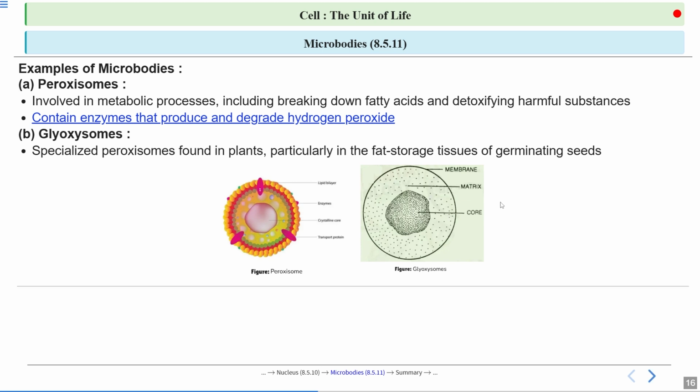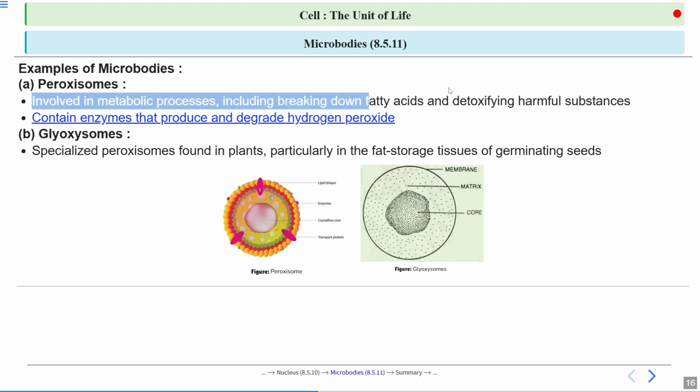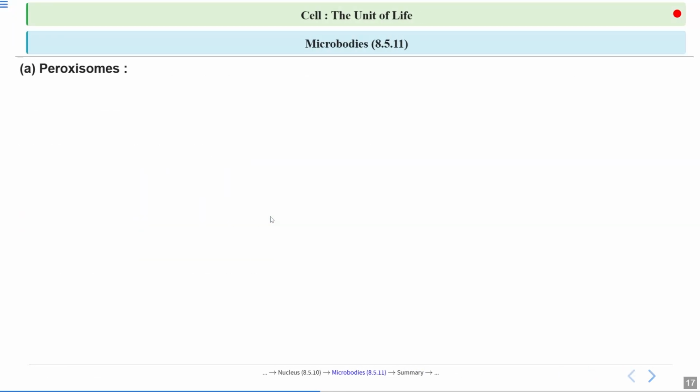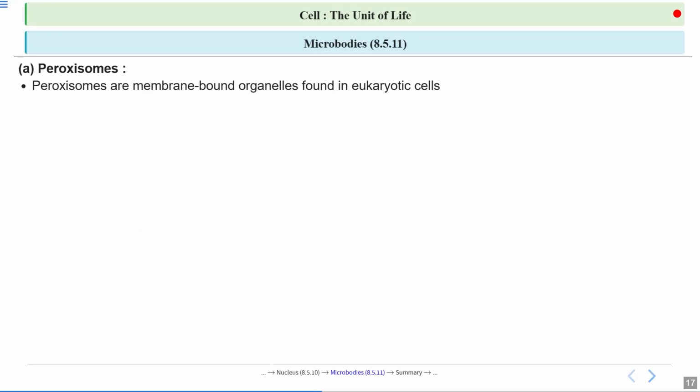Now enzymes present in the peroxisomes help in the breakdown of fatty acids also. Clear? Peroxisome is also involved in photorespiration. Let's talk about peroxisome first. Peroxisomes are membrane-bound organelles found in the eukaryotic cells.